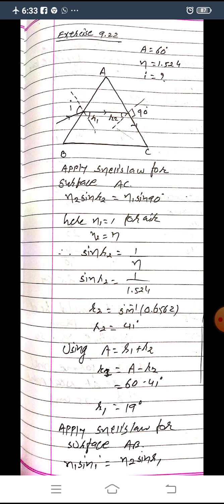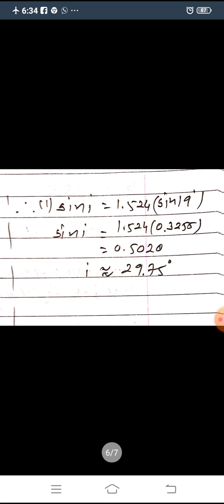See the diagram. Here R2 is 41 degrees and we know that A is equal to R1 plus R2. So R1 is A minus R2, which is 60 degrees minus 41, that is 19 degrees. Once again see the diagram and apply Snell's law for the surface AB. Eta 1 sine I is equal to eta 2 sine R1. Eta 1 for air is 1, eta 2 is the refractive index of the prism, 1.524, and R1 is 19 degrees.